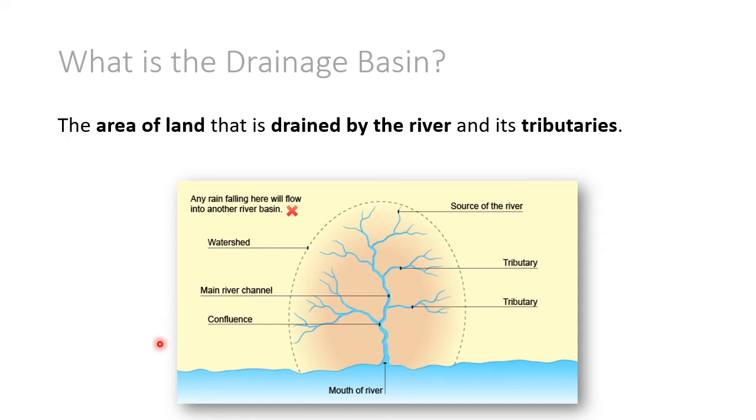A confluence is where two fluid things, two rivers, are joining together. You've also got the sort of main river channel. That's the bit where there's normally water in. So that's kind of the key language.